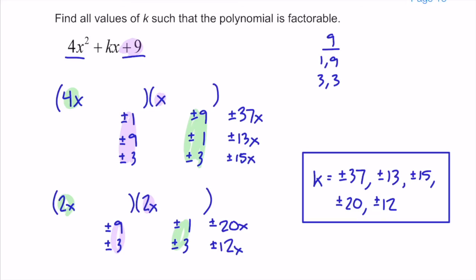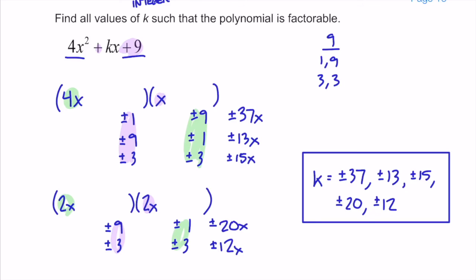Now, some of you may say, well, do I have to include the negative ones because it was plus kx? Well, I said that any value of k. I should say any integer value of k. Integer means any whole number that is positive or negative. So any counting number, positive or negative. So there's 10 total values of k that would work such that this could factor.